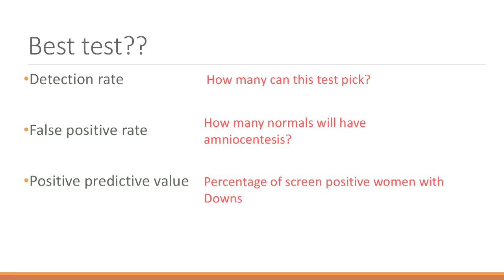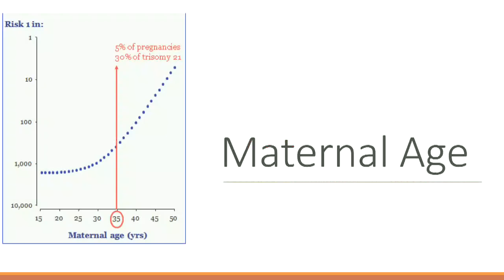Now, these 3 important points should be kept in mind while you're trying to assess whether a screening test is good or bad. Now, let us look at the age-old screening test that has been employed, maternal age. If you decide to screen all mothers based on maternal age, what is going to happen is that you're going to detect only 30% of your Down syndrome babies. So the detection rate is going to be very dismal, and therefore you cannot use maternal age as a screening tool, because as I told you before, majority of your Down syndrome babies are going to be born in the younger age group.